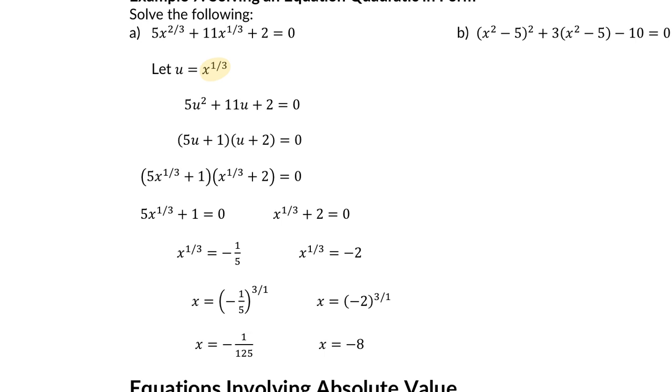Like Amelia asked a second ago, how do you pick what u is going to be? This is the same thing. I can rewrite this as 5u squared plus 11u plus 2. Factor using u's like a quadratic. That's what's happening here. Substitute the u back in and solve these separately, this time using the radical exponent rules down to our solutions.